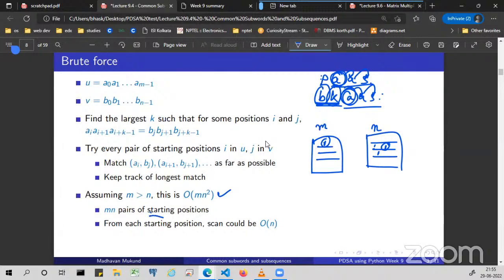So how many possible starting points can be there in this approach? I can have m characters here, I have n characters here. So out of these m characters, any one of them can start or match with any one of the n characters and then start the substring, common substring. So that's why I can have m into n possible starting points of the substring. So like this, a is the starting point of the substring.